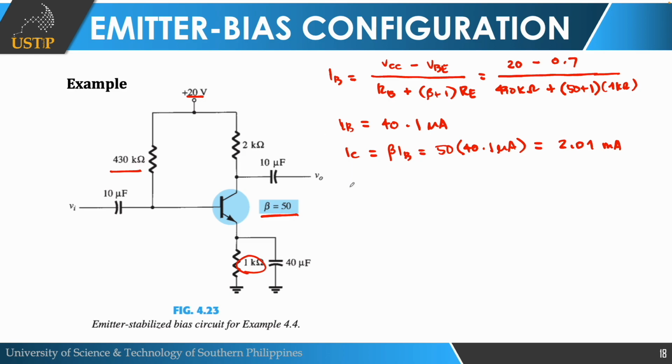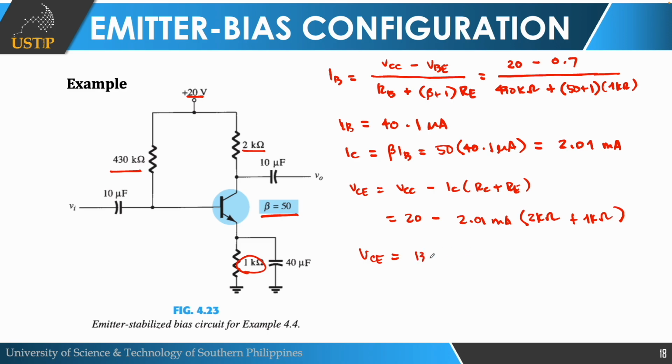Okay, and then getting VCE, VCE is equal to VCC minus IC times (RC plus RE). So that is 20 minus IC, we have 2.01 milliamperes, multiplied by RC, which is 2 kilo ohm, plus 1 kilo ohm. We will get VCE equivalent to 13.97 volts.